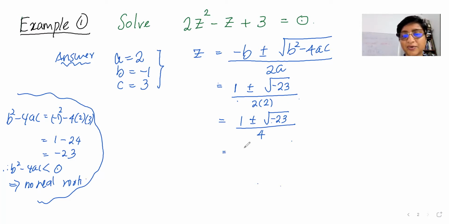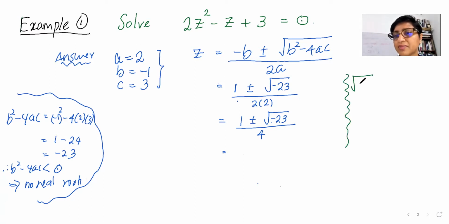Very good. How do you get that? So this is plus or minus. You can write this as root 23i. 23 times minus 1. I will show you on the side in a different color and bring it here. Okay, let me not write it here. I will first do it on the side.